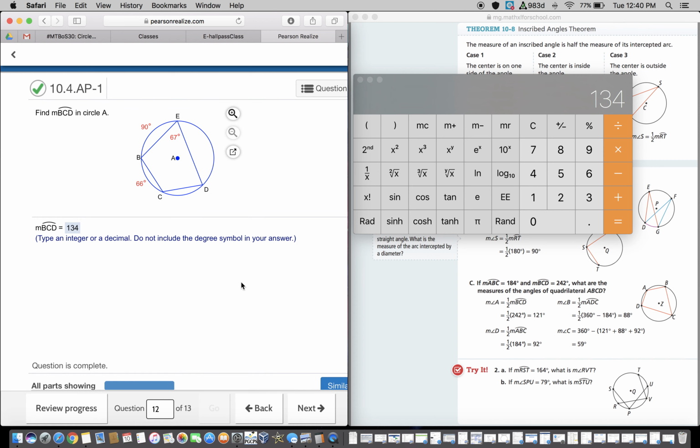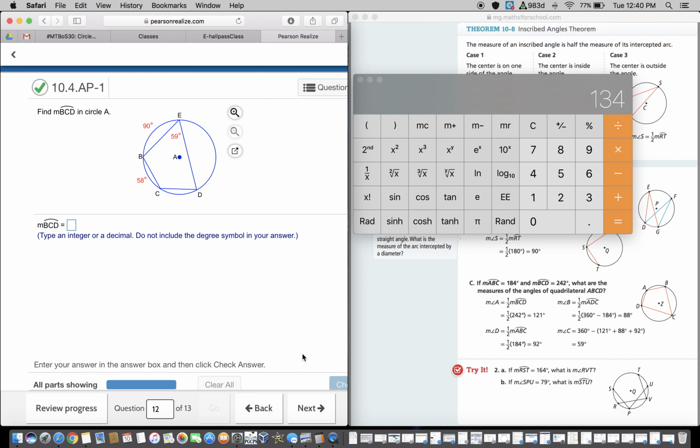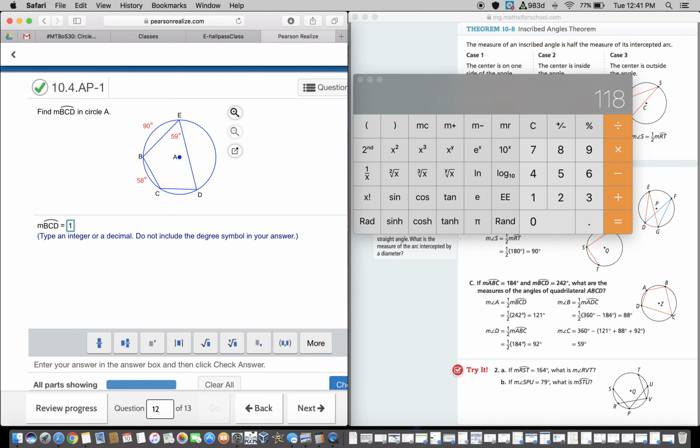All right. So let's do another one just to make sure we understand. In this one, you have the arc BCD, right? This is 58. We don't know what this is, but we do know the angle BED is still 59. So by this theorem, the angle measure of BED is twice the size of this arc measure BCD. So if I do 59 times 2, I get 118. So my answer should be 118 for this one.